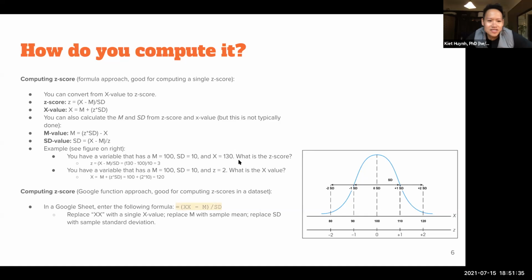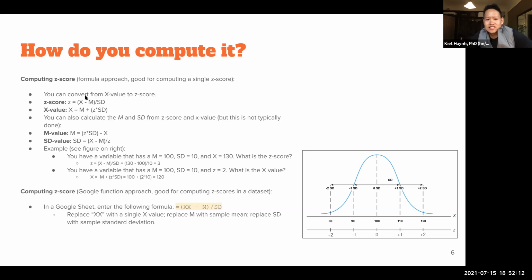So how do you compute a z-score? There's two approaches listed here. One is the formula approach, and one is the Google function approach. The formula approach is a straightforward formula for converting from an X value to a Z score. All you need is the one X value, the mean of the sample, and the standard deviation of the sample. So you only need three things for the Z score.